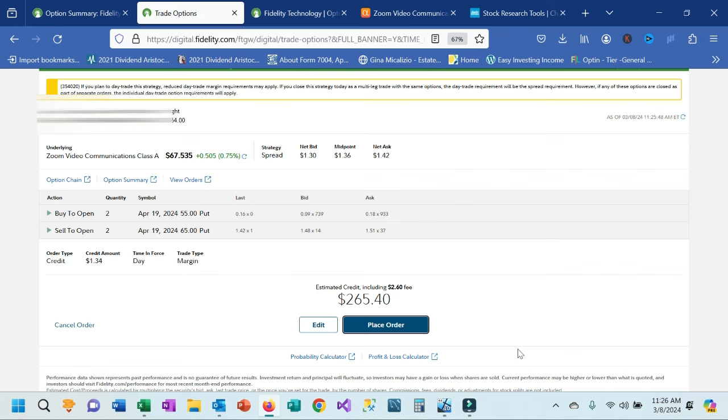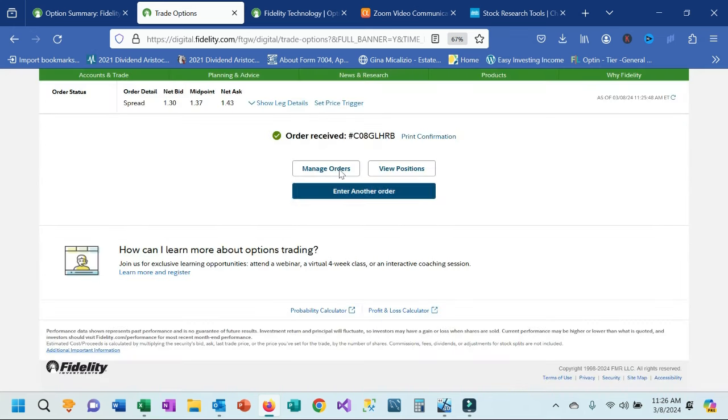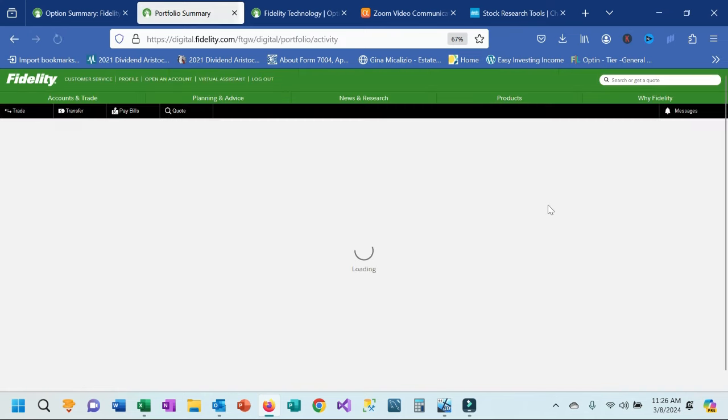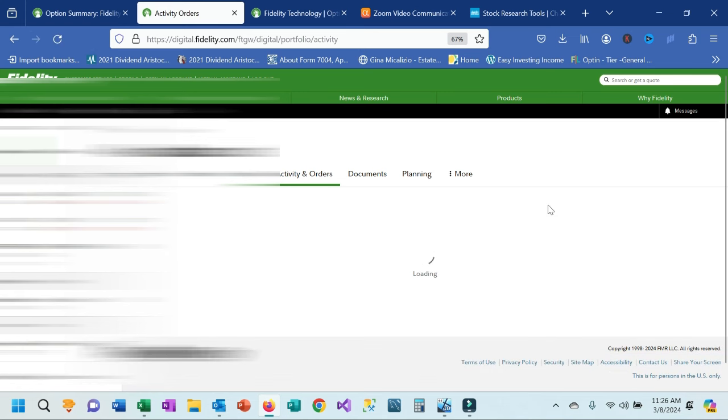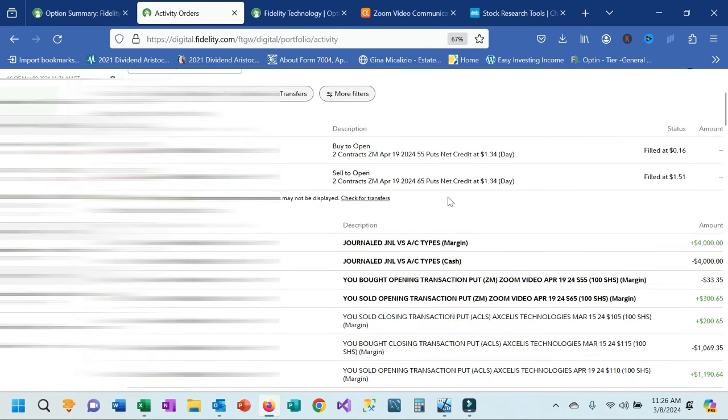So at this point, I'm ready to go, and I'm going to go ahead and place the order. It's saying that it went through, and again, most brokers say order received. Now we can go to manage the orders, and we can see if it went through. And here you can see it did go through, filled at 151.16, which is what I was looking at. So again, it's bringing in around $260.